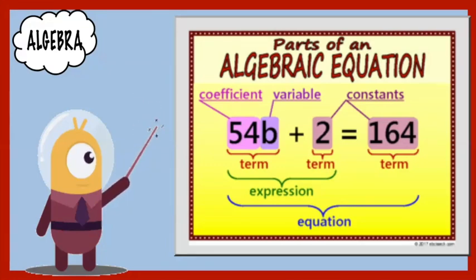Then we have an operator. The operator is the math symbol that we're using. So we have plus. And 2 is now the constant. A constant is a number by itself. Also, we have 164, that's another constant because it's a number by itself. Now in this equation, we have three terms. 54b is one term, 2 is another term, and 164 is the other term. So there are three terms in this equation. Now, let's test to see how well we understand what was just said.